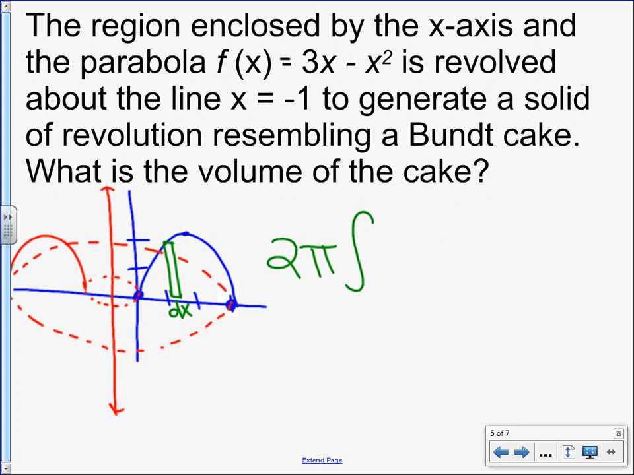What is our radius? When you think of radius, before you answer, I know some of you know the answer, you need to think: how far away are our rectangles from the axis of rotation?